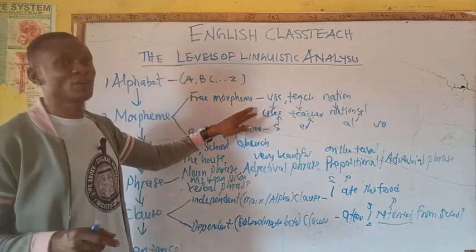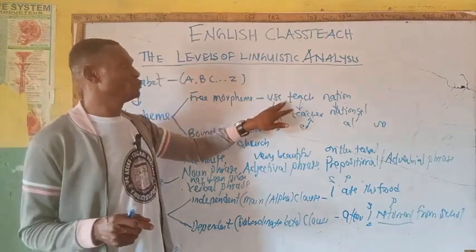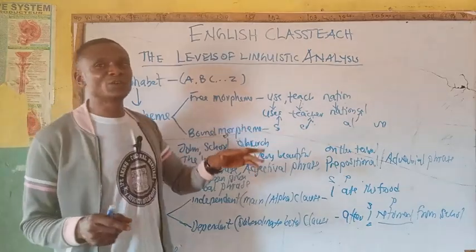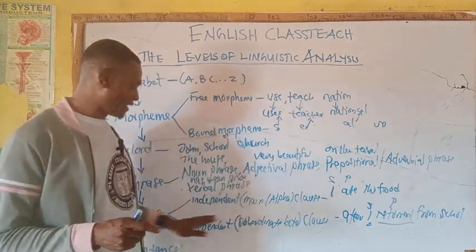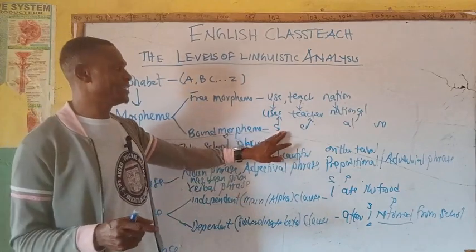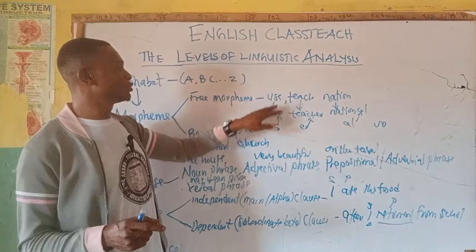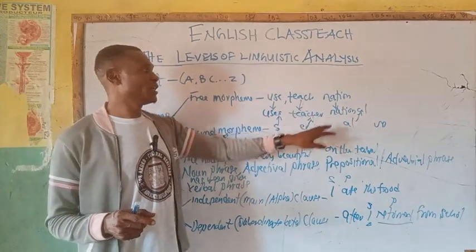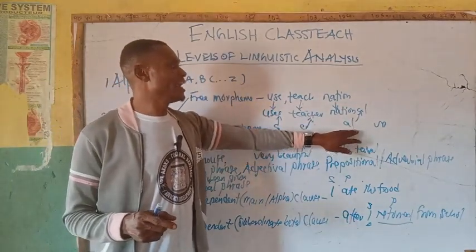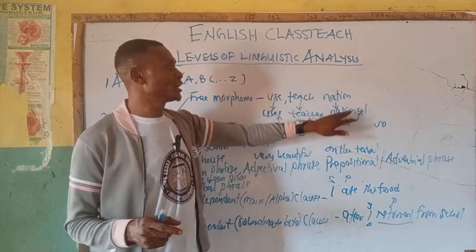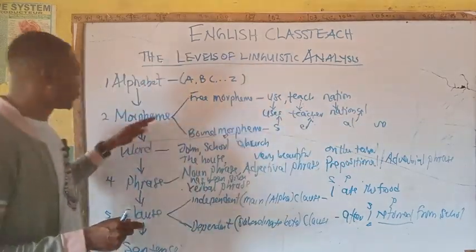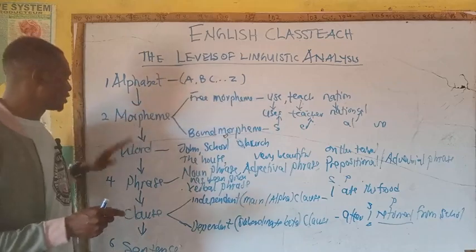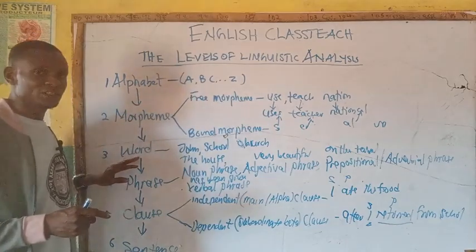The free one can stand and convey meaning, like the words use, teach, nation, while the bound ones cannot stand on their own. Like "s" here, joined with use becomes uses; "er" here, joined with teach becomes teacher; "al" here, joined with nation becomes national. Then likewise, with the strength of the formation of morpheme, we form what we call a word.